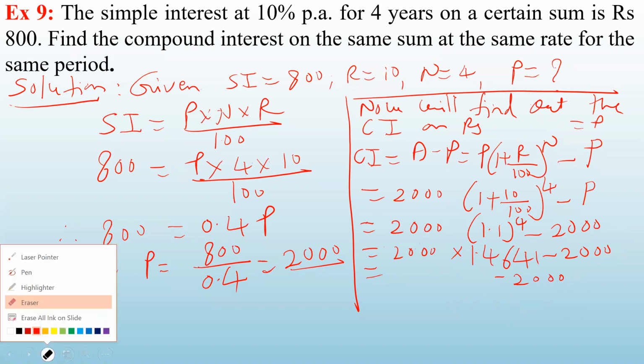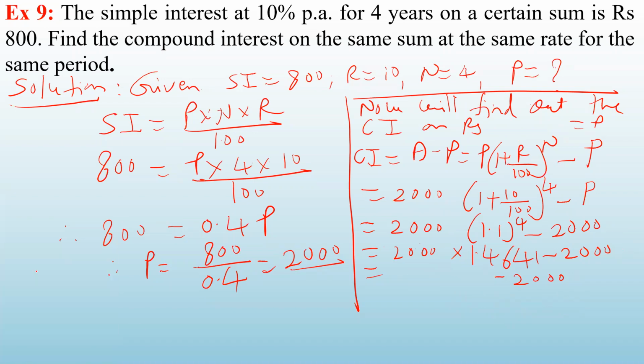Okay. So by mistake, I've written that. So principal is actually 2,000. So now we can do this. So 1.4641 is 2,928.2. Okay. And minus 2,000. So that will give you 928.2. So this is the compound interest.